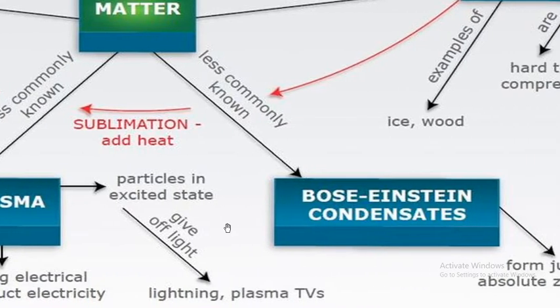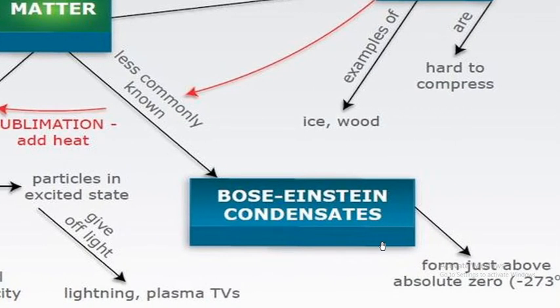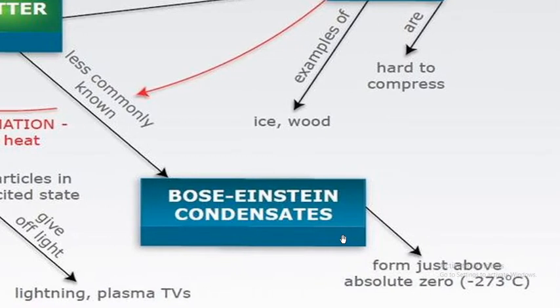Next, the fifth state of matter is Bose-Einstein condensate. This exists when gases are cooled to very low temperatures, nearly equal to absolute zero, that is minus 273 degrees Celsius. If a gas is cooled to this temperature, then Bose-Einstein condensate is formed. Okay, these are the 5 states of matter.